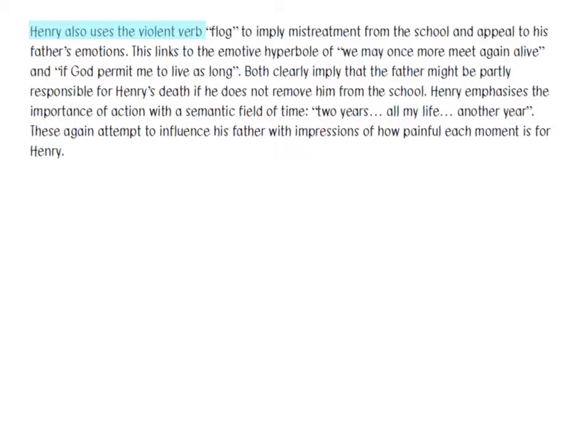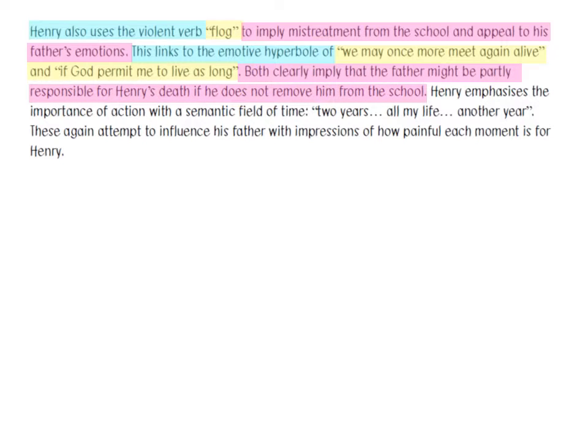Henry also uses the violent verb, flog, to imply mistreatment from the school and appeal to his father's emotions. This links to the emotive hyperbole. Hyperbole is just a posh word for exaggeration of we may once more meet again alive, and if God permit us to live as long. Both clearly imply that the father might be partly responsible for Henry's death if he does not remove him from the school.